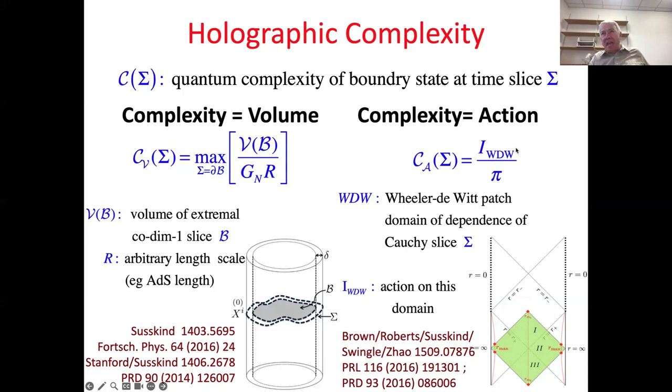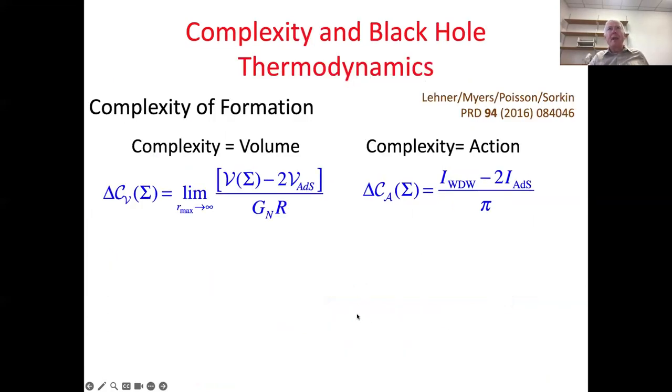That's what this means, the action in the Wheeler-DeWitt patch. And then this quantity here is supposed to be dual to the quantum complexity, as is this volume here. So go the conjectures made by Susskind and Brown and Roberts and Swingle and Zhao and Stanford in these various papers. So Lehner, Myers, Poisson, and Sorkin pointed out that there is a bit of a subtlety here in calculating these.